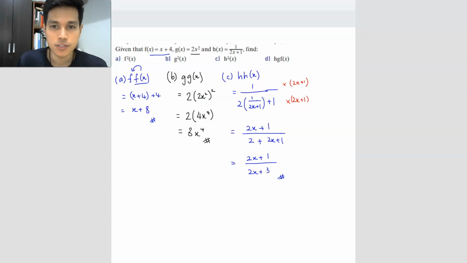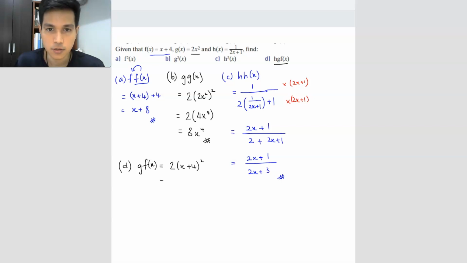Okay, question D. Oh wow, this one has 3 functions combined. So we do one by one. We find gfx first. So gfx, you're going to substitute fx, where is fx? Okay, x plus 4 into the g. So g is 2, x is going to be x plus 4, then square. So we can expand this. You get x square plus 8x plus 16. Expand this again, you get 2x square plus 16x plus 32.